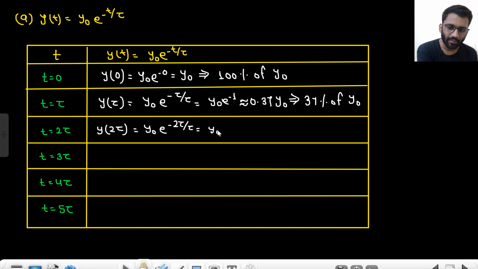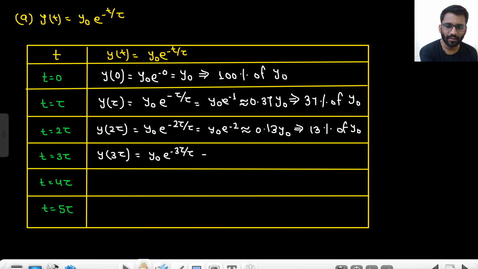If you put 2 tau, it will become y0 e^(-2). You can solve it in the calculator. The value of y0 e^(-2) is 0.13 y0, that is 13% of y0. What will happen at 3 tau? It will become y0 e^(-3), so it will be nearly 0.05 y0. That means it is 5% of y0.